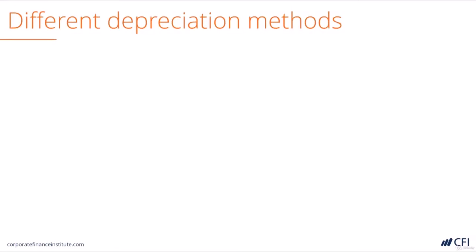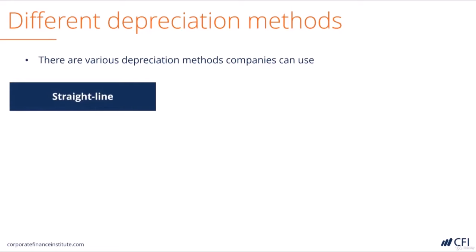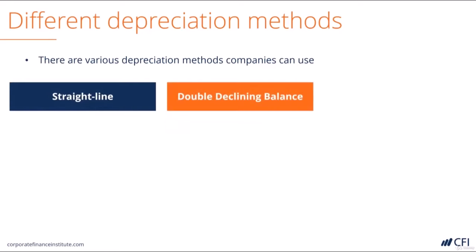It's important to point out that there are various different depreciation methods that a company can use to calculate depreciation expense. 3 of the most common are the straight-line method, the double declining balance method, and the units of production method. Let's take a look at each of these 3 in more detail.